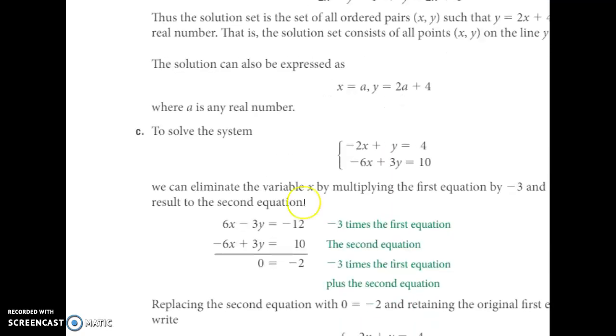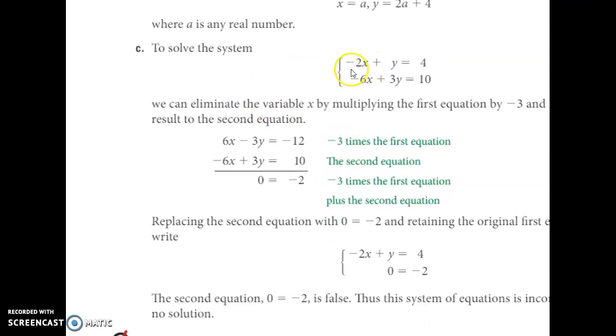All right, and the third one here, part C. So to solve this system, they again do, okay, let's multiply the first one by negative 3, because then we're going to come up with 6x and minus 6x from the second equation. And then let's see what happens to the other stuff. Everything would have to be multiplied by negative 3 in the first equation. There we go. Add it here, and then we're going to come up with 0 equals negative 2. What does that mean? Well, that's obviously false.